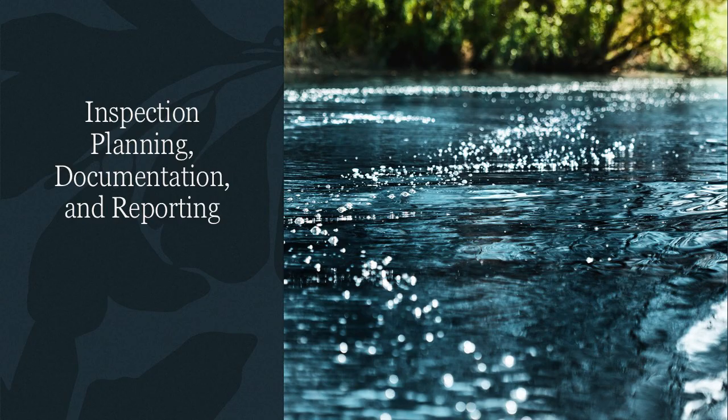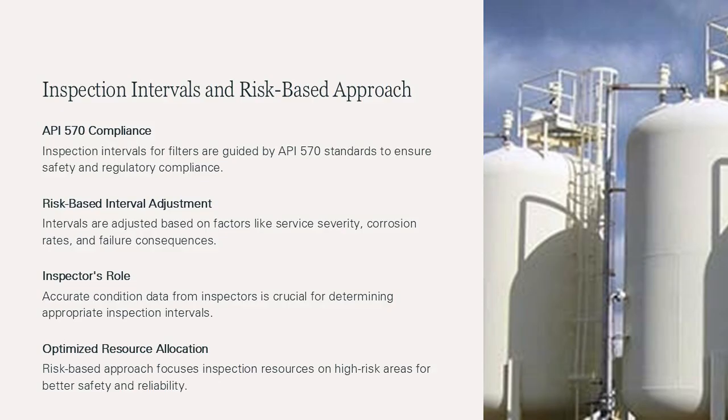Inspection intervals and risk-based approach, documentation, reporting, and continuous improvement. Inspection intervals for filters should be established based on API 570 requirements, adjusted using risk-based considerations. Factors influencing interval selection include service severity, historical corrosion rates, inspection findings, and consequences of failure. Filters in severe or critical service may require more frequent on-stream checks and periodic off-stream inspections, while low-risk applications may justify longer intervals. Inspectors play a key role in providing accurate condition data that supports interval determination.